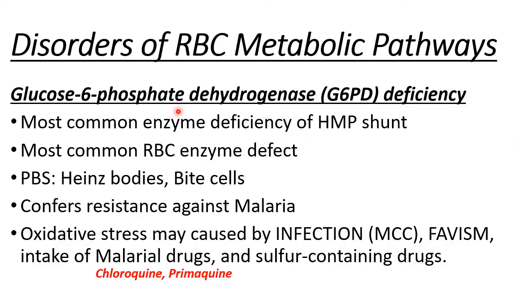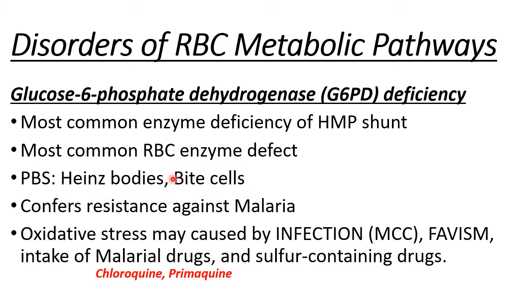Next, enzymopathy is your G6PD deficiency. This is the most common enzyme deficiency naman ng hexose monophosphate shunt or the pentose phosphate pathway. Okay? Out of all deficiencies of the RBC biochemical pathway, ito yung most common na RBC enzyme. Kaya included siya sa newborn screening testing. Sa PBS naman, peripheral blood smear, anong ma-appreciate mong mga poikilocyte or RBC inclusion? Pwede kang ma-appreciate ng Heinz bodies and bite cells.